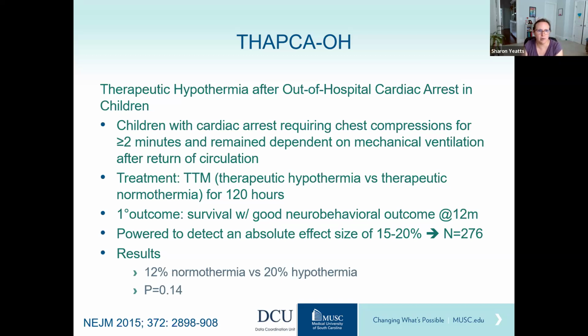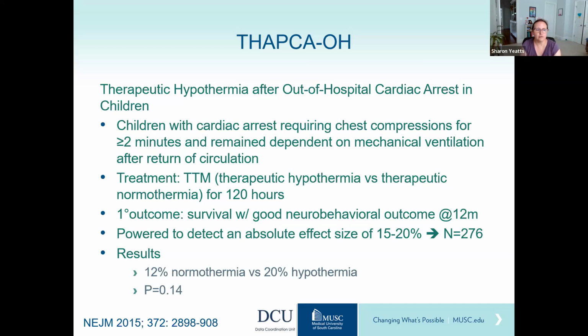THAPCA randomized children with cardiac arrest to 120 hours of either therapeutic hypothermia or therapeutic normothermia. And then those patients were followed for 12 months to evaluate survival with a good neurobehavioral outcome. And the trial was powered to detect an absolute effect size of 15 to 20%. So this gave them a sample size of about 276 participants.